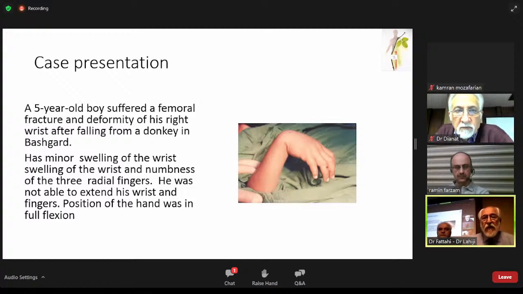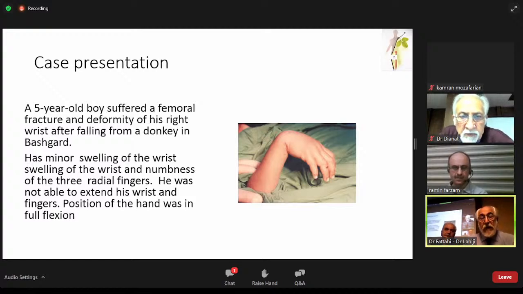This patient was a 5-year-old boy that suffered from wrist trauma with fracture of the distal part of the radius, and deformity of the wrist and the hand. The patient was not able to extend the wrist, was not able to extend the fingers, not in active and passive range of motion. When I examined the patient, there was some bony protuberance on the dorsum of the hand. It was firm and looked like it should be bone.